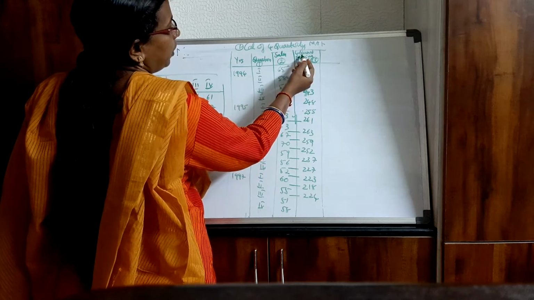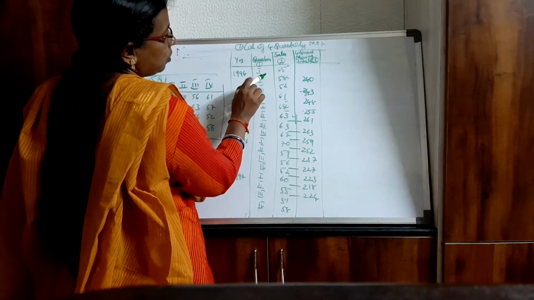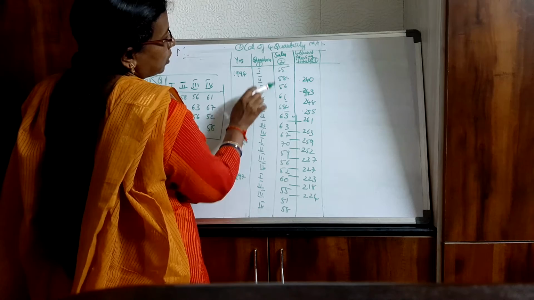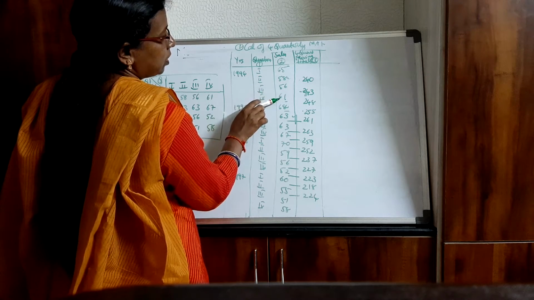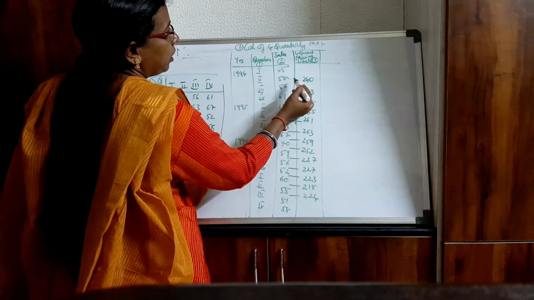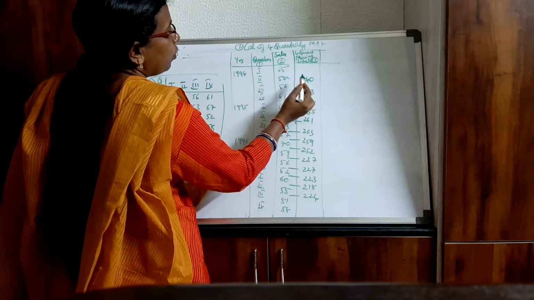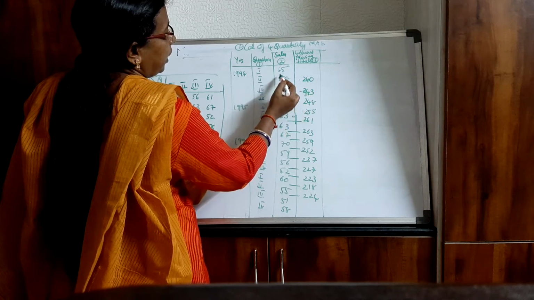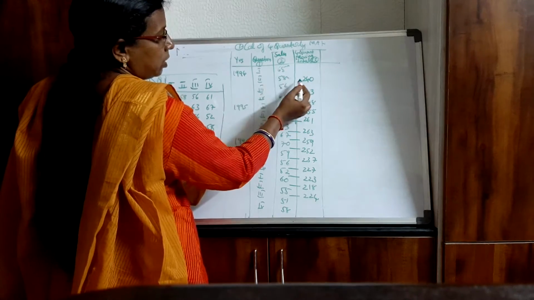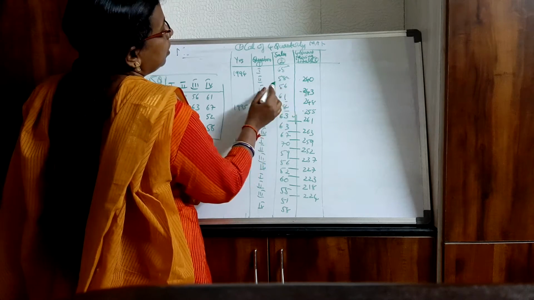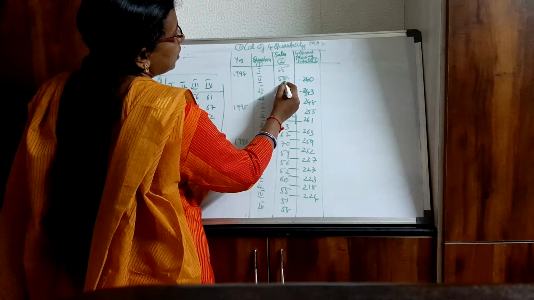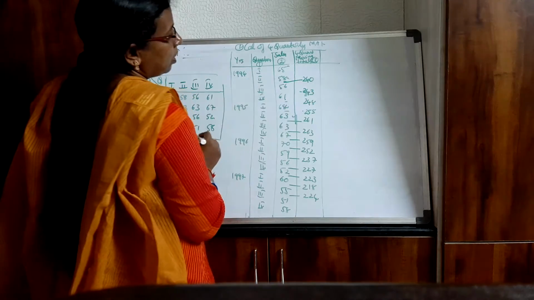See, 4 quarterly moving totals. So take the first 4 values, 65, 58, 56, 61. When I add these 4, I am getting 240. That 240 should be written against the middle position of these 4 values. So here the middle position of these 4 values is this one, corresponding to this element.